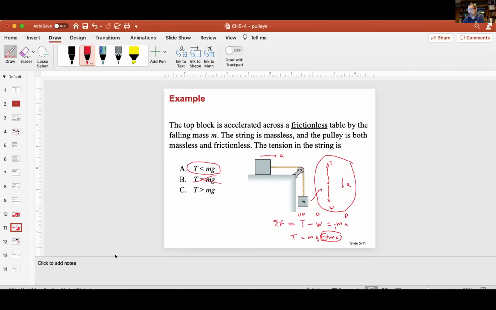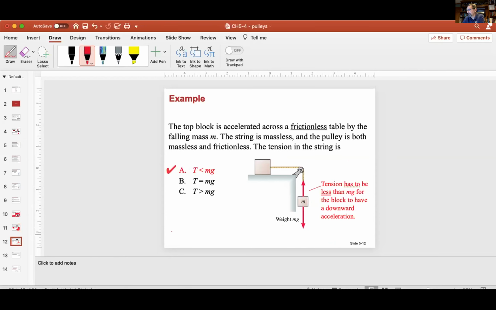Okay, and so the answer is A. And there's a better free body diagram, I suppose, although it's not free. Tension has to be less than the weight. Otherwise, it wouldn't be accelerating downward. There would be no net force. If they were equal, there would not be an acceleration because there would be no net force. They could be at rest, or they could be moving at constant velocity. That would be the requirement for B.